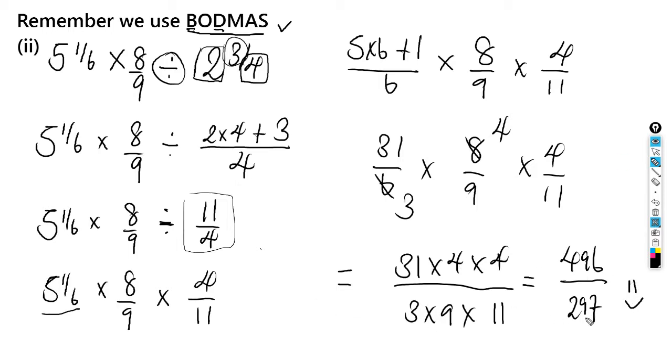And yeah, we can actually break this down into mixed number form as well. 297 goes into 496 one time. And 496 minus 297 should give us 199. So it's 1 and 199 over 297 if we leave the answer in mixed number form.